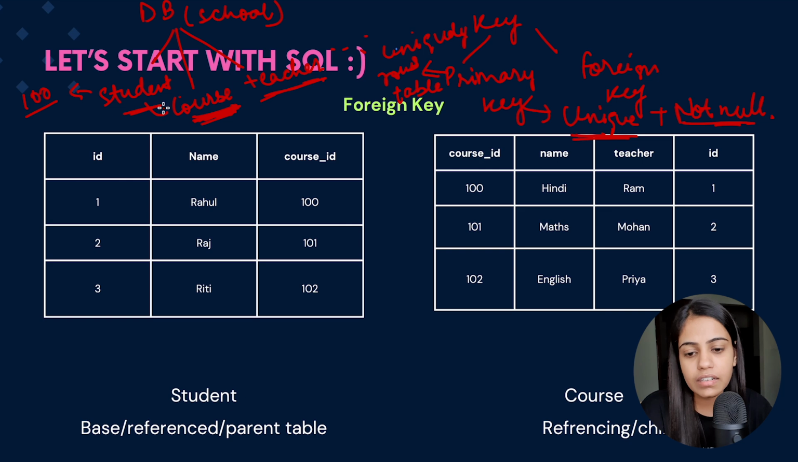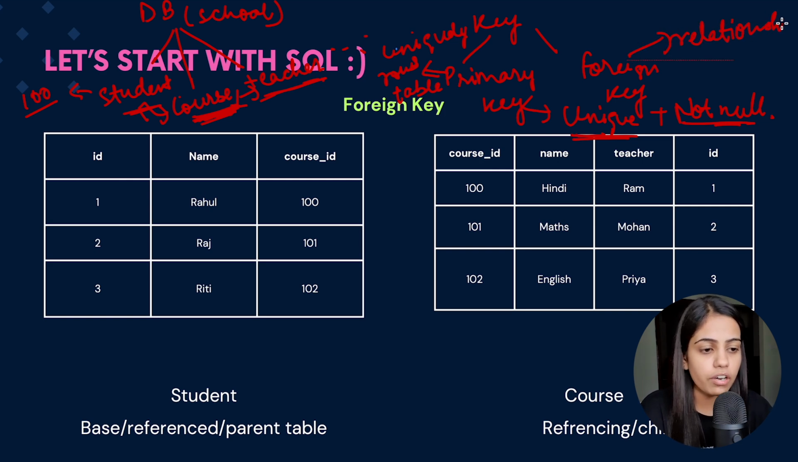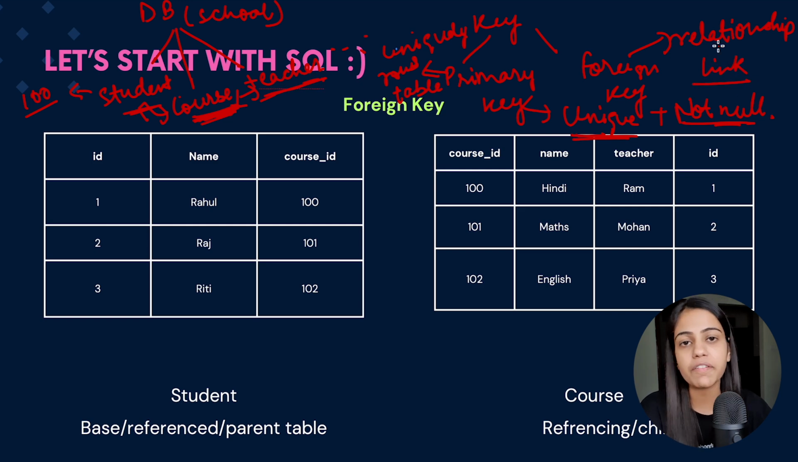So somehow we can see that there are some relationships established between different tables present in our database. So foreign key helps us to establish a relationship, or link, between two tables. Whenever we want to establish a relationship or link between two tables, we use the foreign key concept.